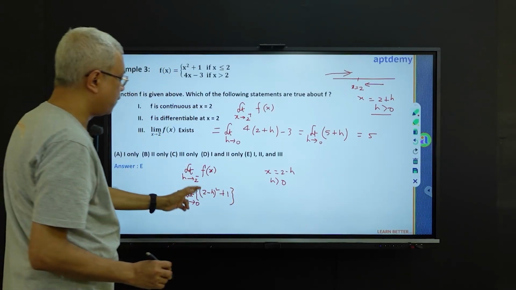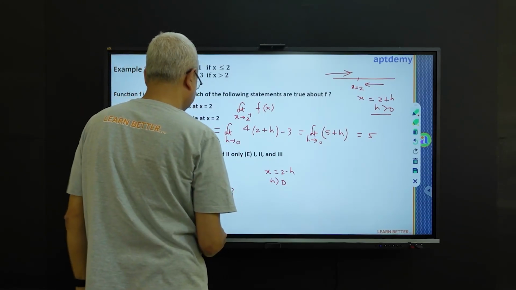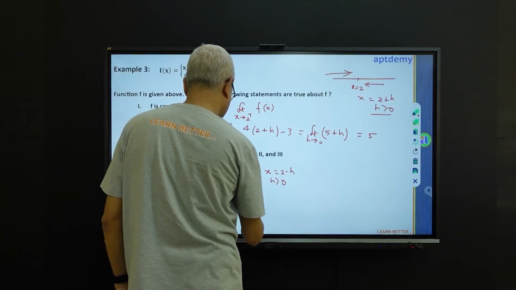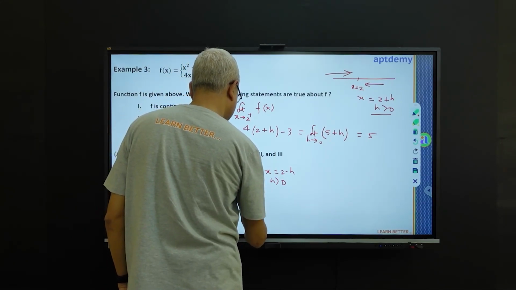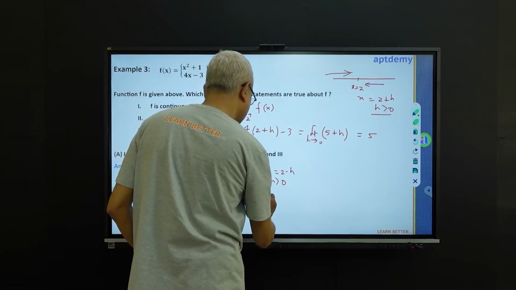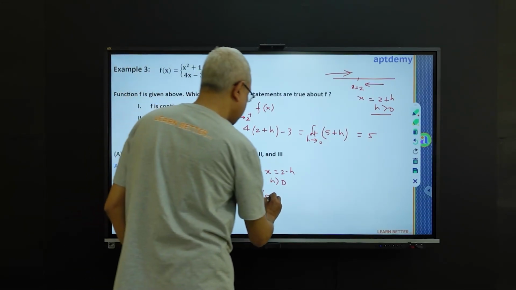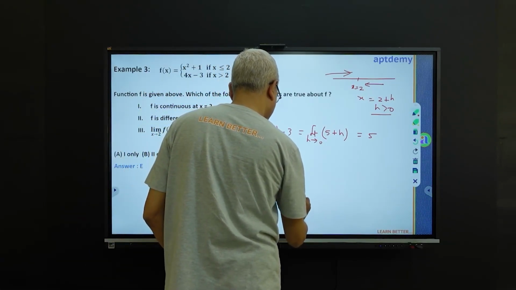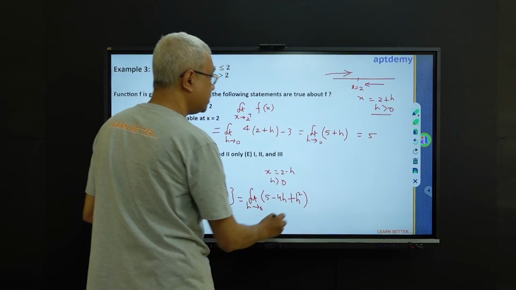So it is 4 plus 1 minus 4h plus h square. So it is basically limit h approaching 0, 4 plus 1 is 5, minus 4h plus h square. So again it is 5.